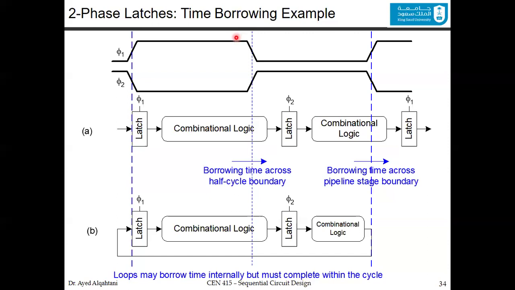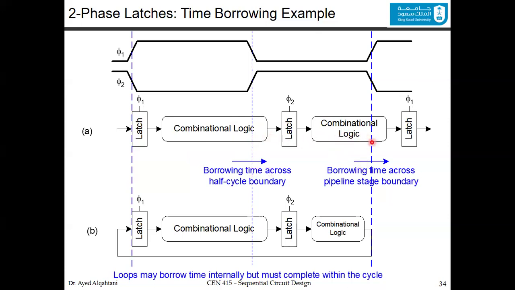Because in the edge triggers, there is no time variable in borrowing. In the two-phase clocking, you could borrow time to the next half cycle. How? If you have a latch followed by combinational logic, another latch, and so on, it keeps going like this. So if this half cycle's combinational logic needs more time, it could borrow from the next one. So you borrow time across the half cycle boundary.